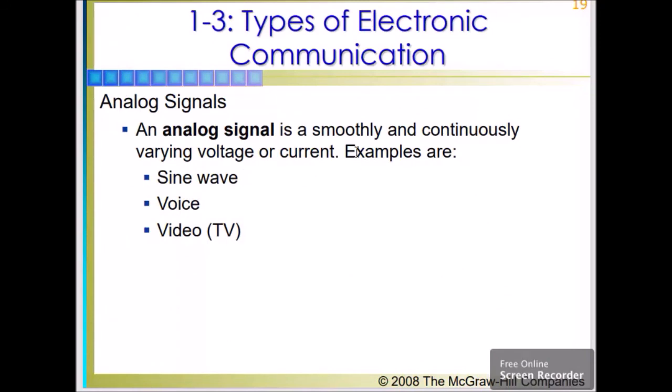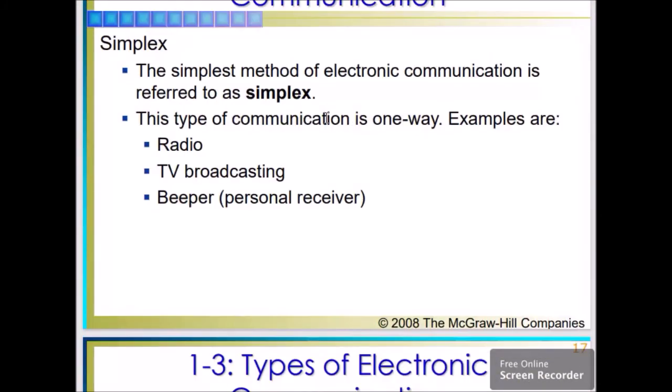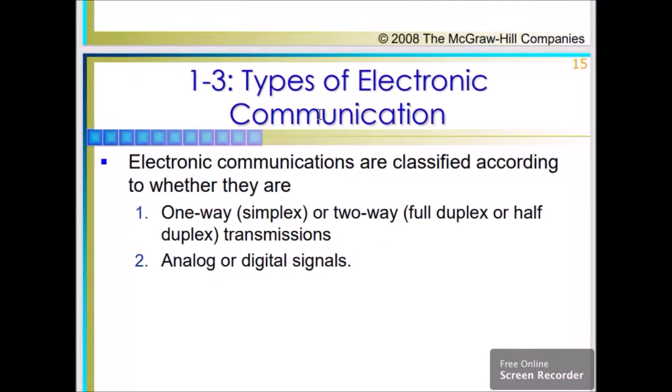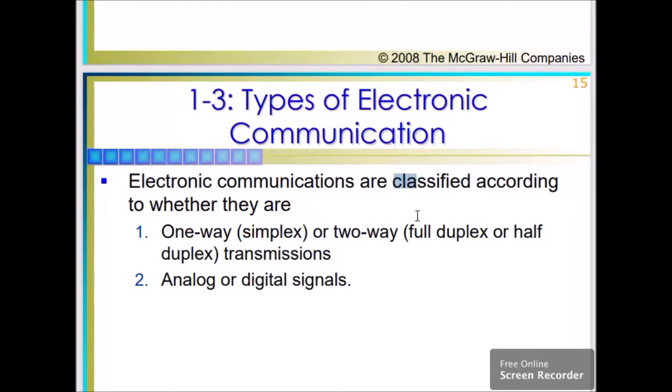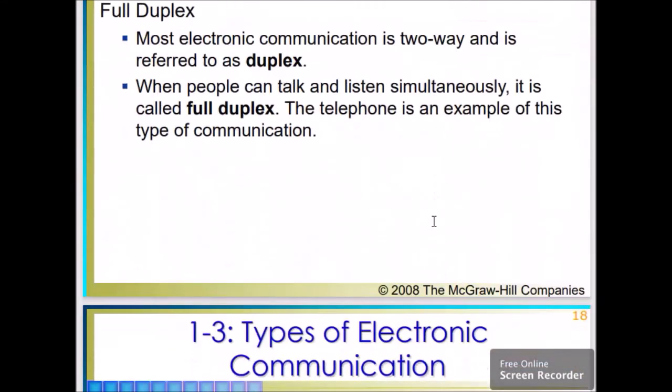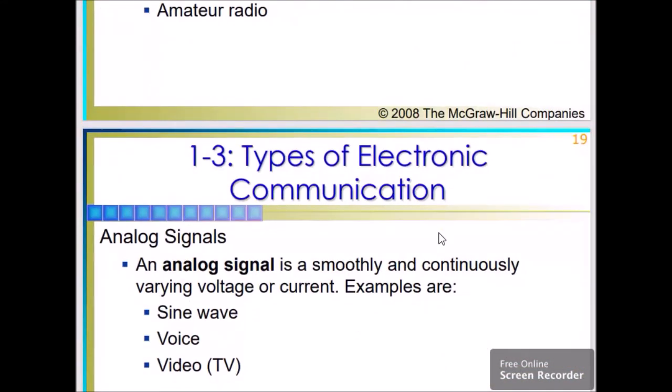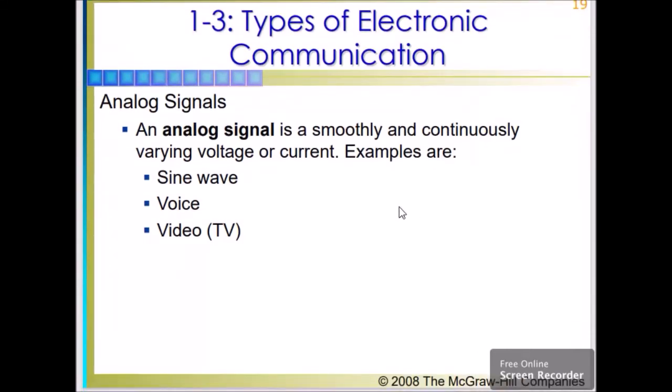Another, sabi natin kanina, yung ating electronic communication, okay, can be classified according to simplex ba siya or duplex, okay? One way ba siya or two way? Kapag two-way, depende kung half ba siya or full. So, aside from this, pwede din natin siyang i-identify with whether it is analog or digital, yung ating communication. Okay, so let's have first analog.